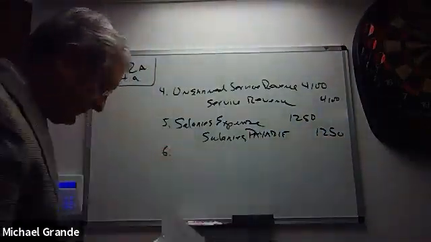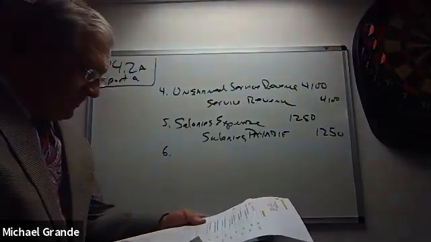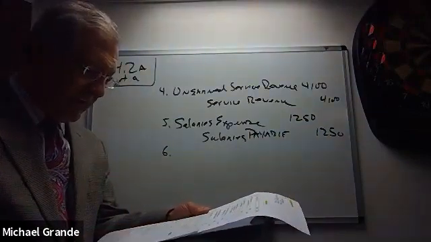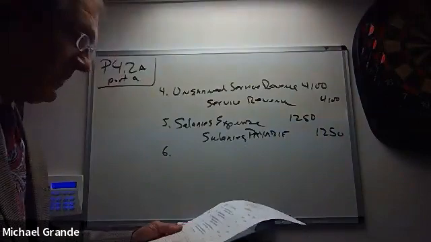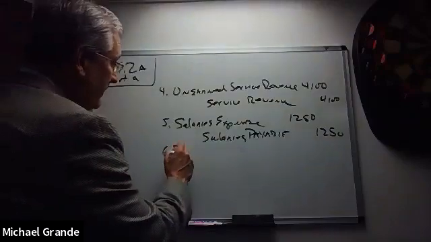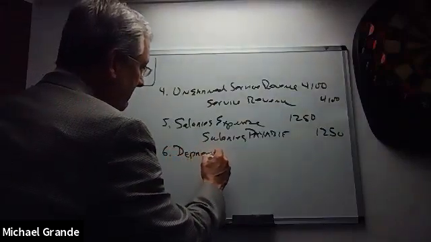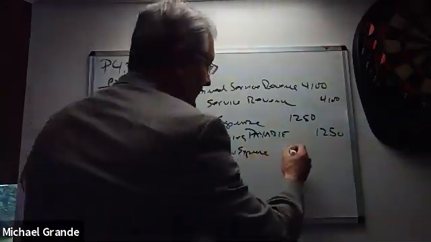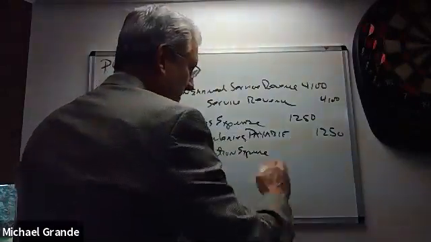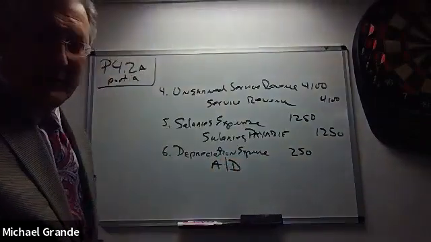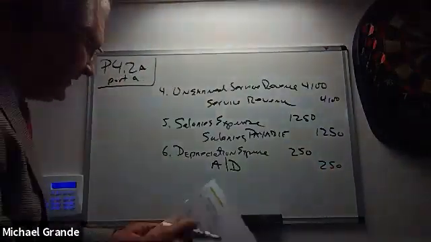Item number 6. It says the equipment has a 5-year life with no salvage value and is being depreciated at $250 per month for 60 months. So we're only interested in recording depreciation for the 1 month. So we're going to debit depreciation expense for $250 and credit my accumulated depreciation for $250. I abbreviate.